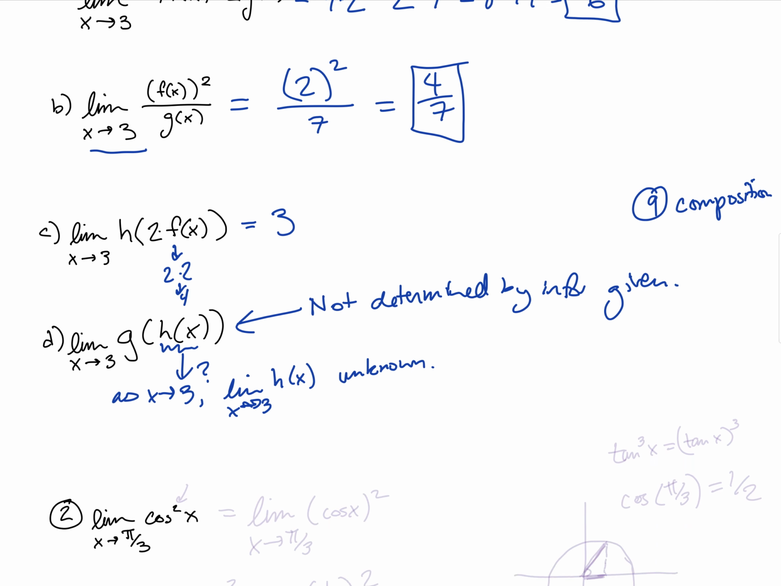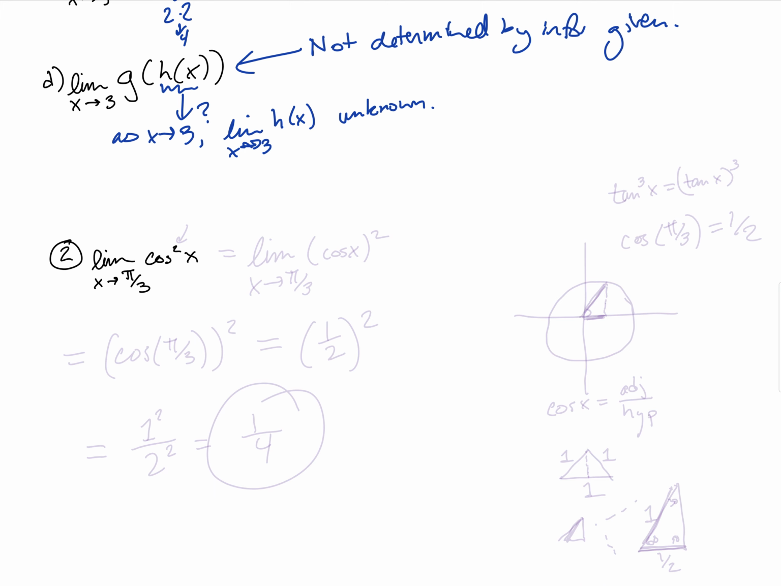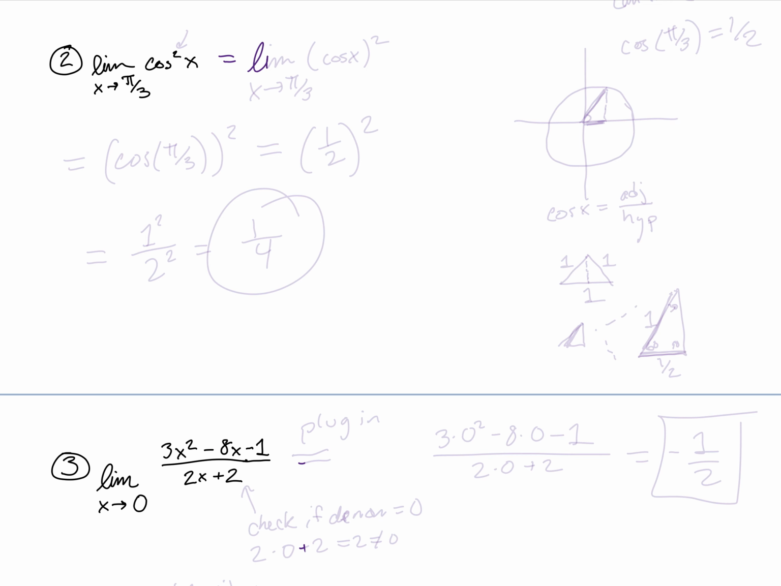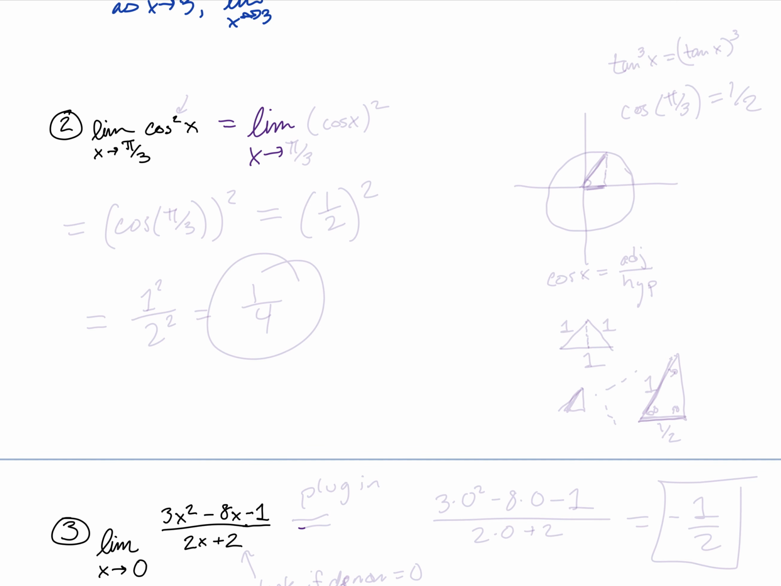For our next problem, the limit as x goes to pi over 3 of cosine squared of x. First, just a notational issue. This is equal to the limit as x goes to pi over 3 of cosine of x, squared. Having that squared right there is just something that's commonly done with trig functions. For example, tangent cubed x is just tangent of x cubed. So it's just a way to denote raising a trig function to a power.